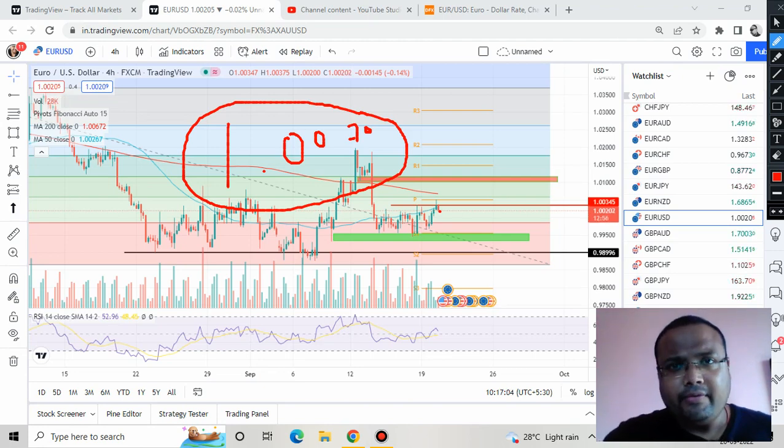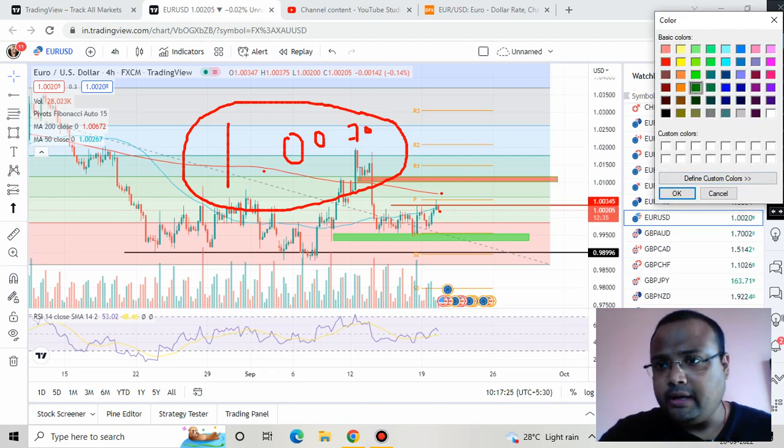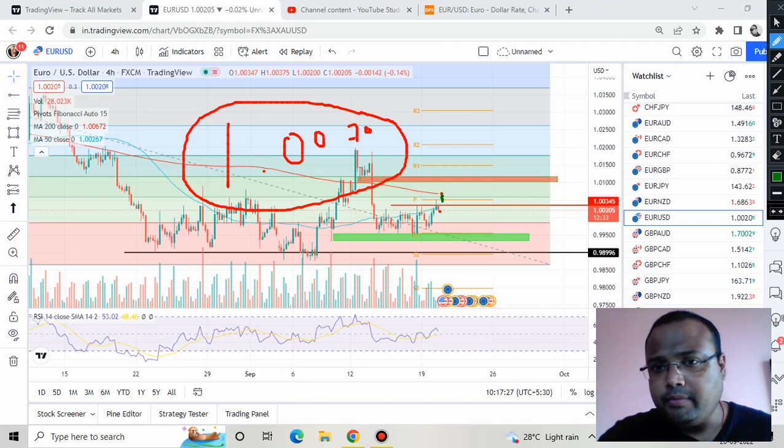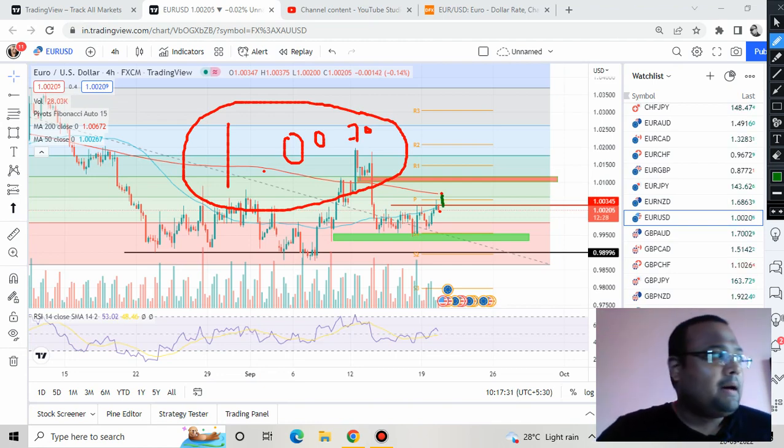So if you already have any ongoing position on the chart of Euro USD, then you can continue with the position. But if you're looking for a buy position, then I must tell you that this is not the right time to buy. This is not the right time to buy, because in case the next candle is green, then also you should be very careful before considering any buy position, because the market is choppy.